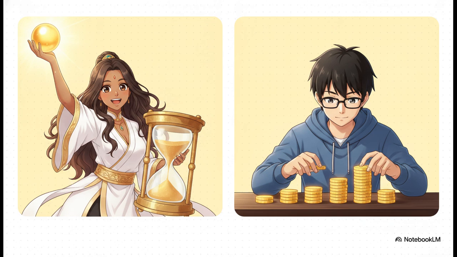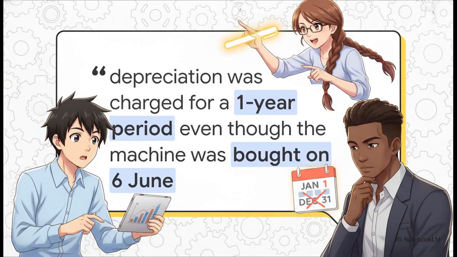But if the question explicitly says monthly basis, you must prorate the depreciation based on the exact month it was purchased. You really have to count those months out carefully on your fingers if you need to. Let me read this crucial quote directly from your lecture notes, just to emphatically stamp this rule right into your memory. Quote, yearly basis. For the year ended 31 December 20x6, the depreciation was charged for a 1-year period, even though the machine was bought on 6 June 20x6.